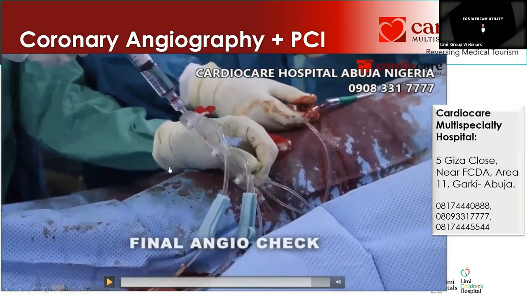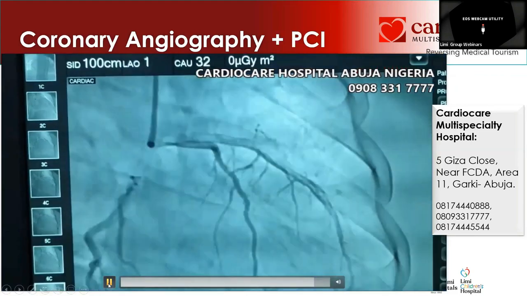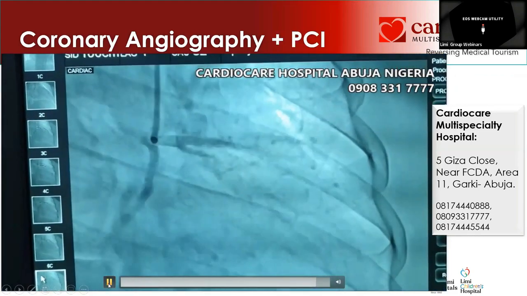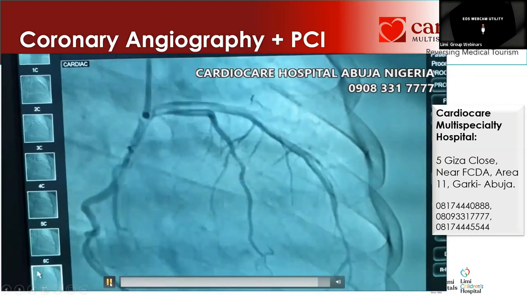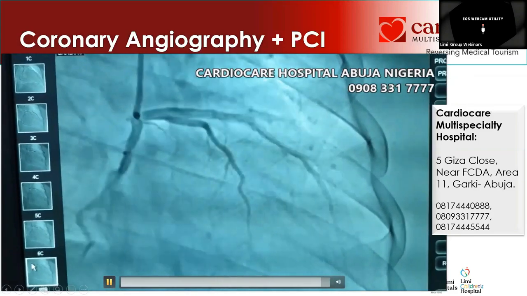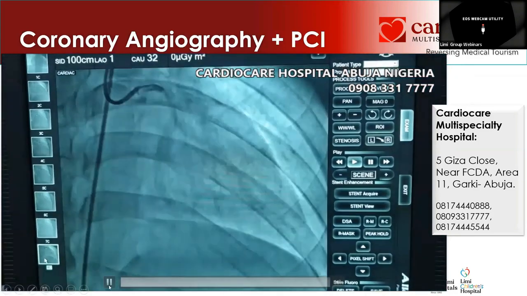After we do that, we do an angio again, get dye and pass it through that catheter to check whether the stent is working. You can see that place that was blocked is now opened up because the stent is there and it remains open throughout. So you can see it's a very clean, clear artery.